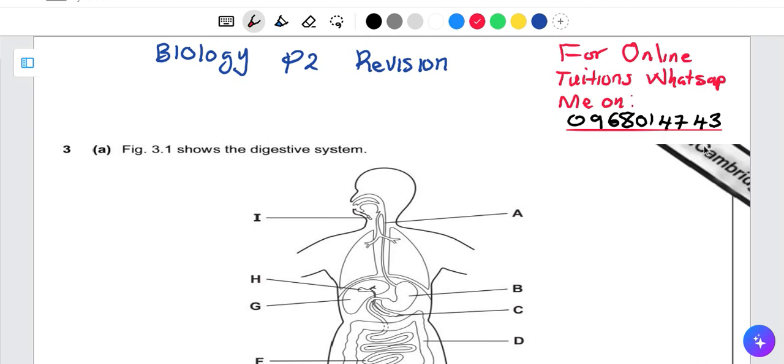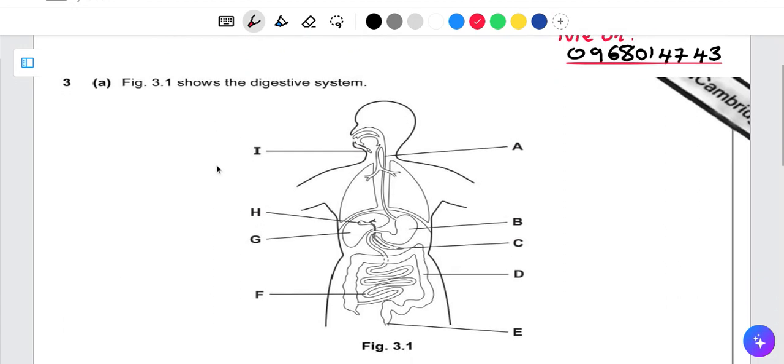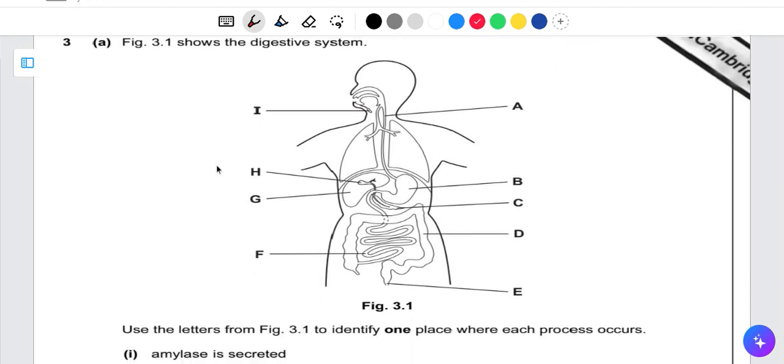Right, so the question is saying figure 3.1 shows the digestive system. So we have part I, which is the salivary gland. So I can line that one. This is the salivary gland. So what is the function of the salivary gland? Secreting amylase. Then amylase acts on starch or carbohydrates.